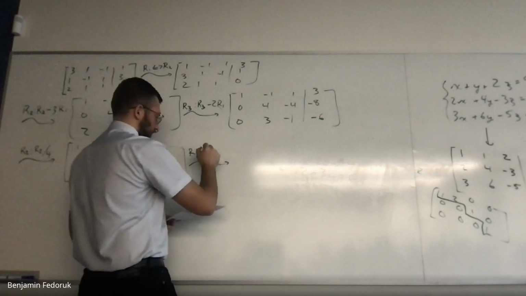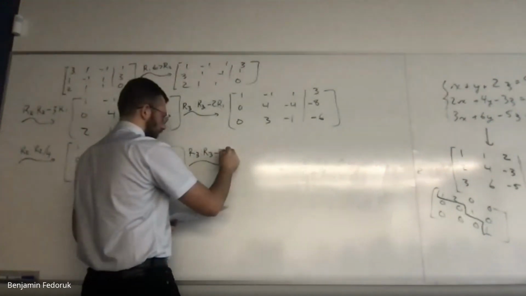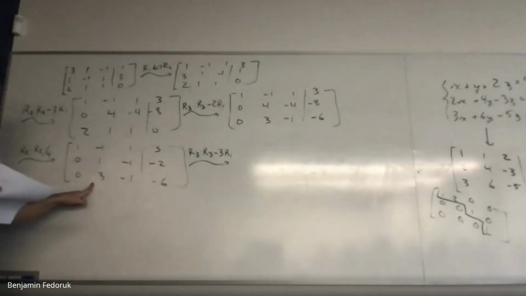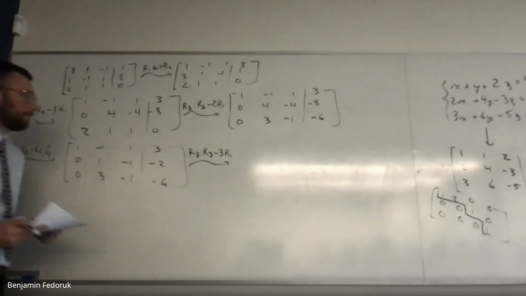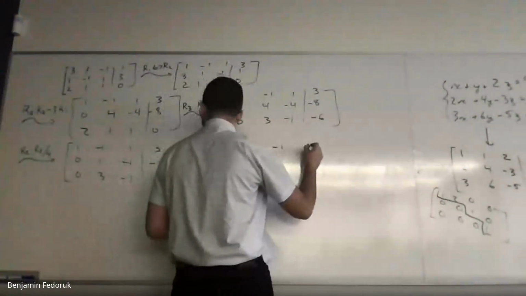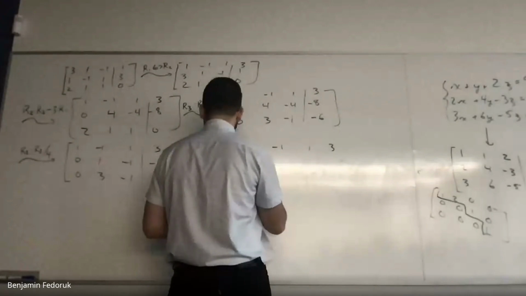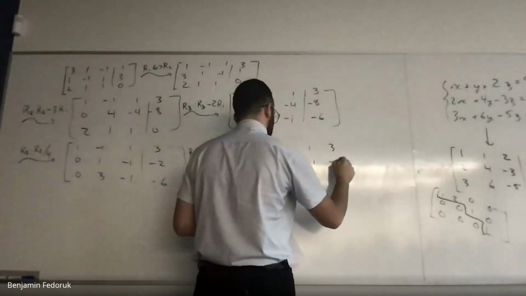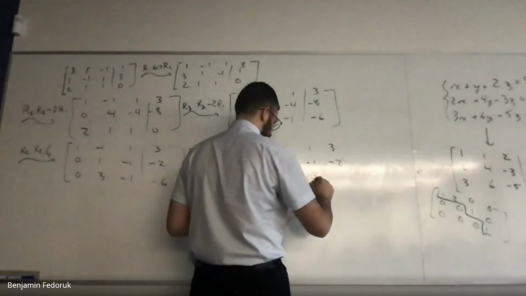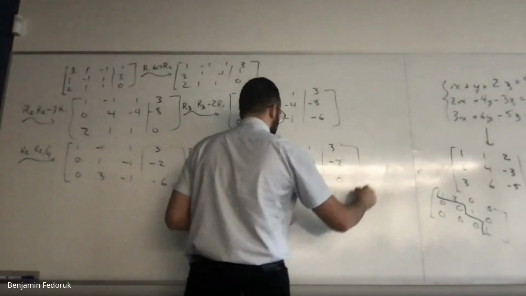Row 3 gets row 3 minus 3 row 1. Why am I doing that? Because I want everything below that 1 to be a 0, right? So I'm going to get rid of that 3. And what I should end up getting is, last row is going to be 0, 0, 2, 0. I'll let you double check that.